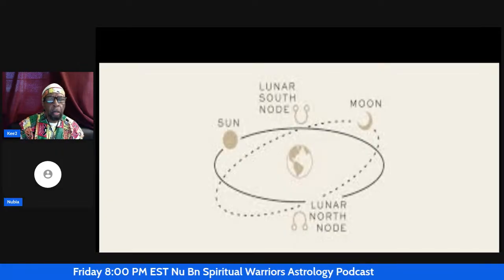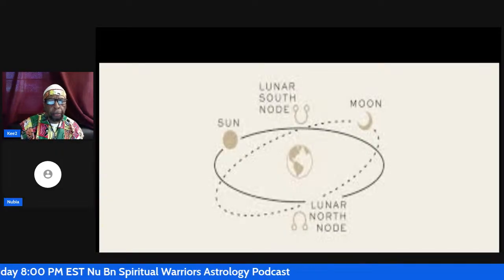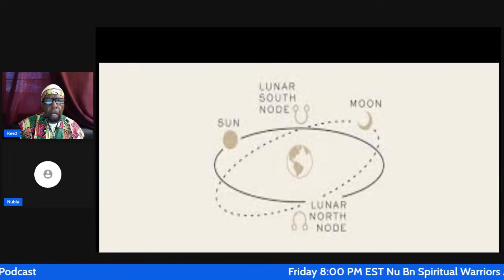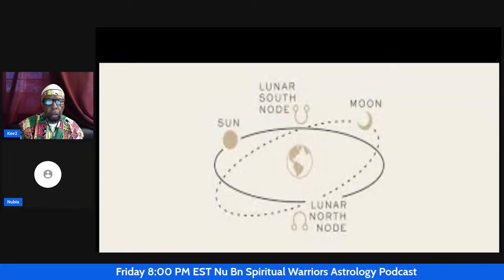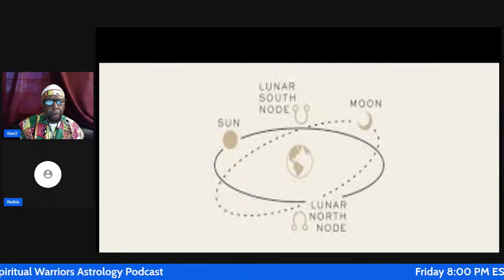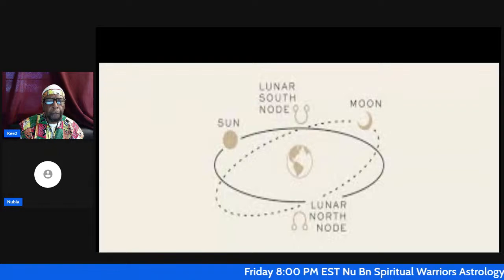Okay, I'd like to talk about the nodes. They're very important. Now, the lunar nodes are the lunar south node and the lunar north node. Now, these are not planets. These are points on the chart. In other words, they're where the sun and the moon intersect.